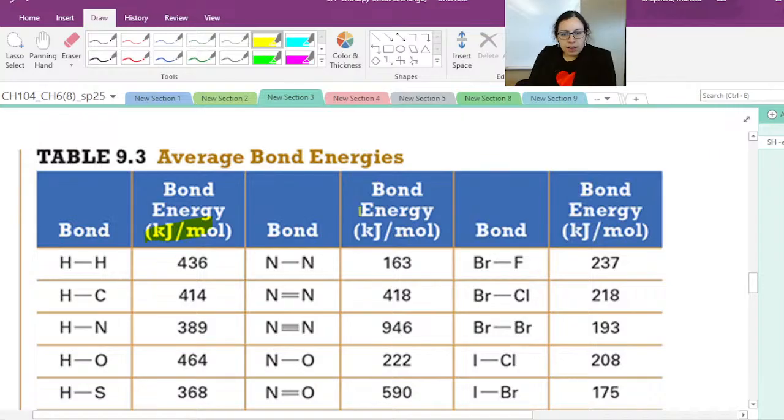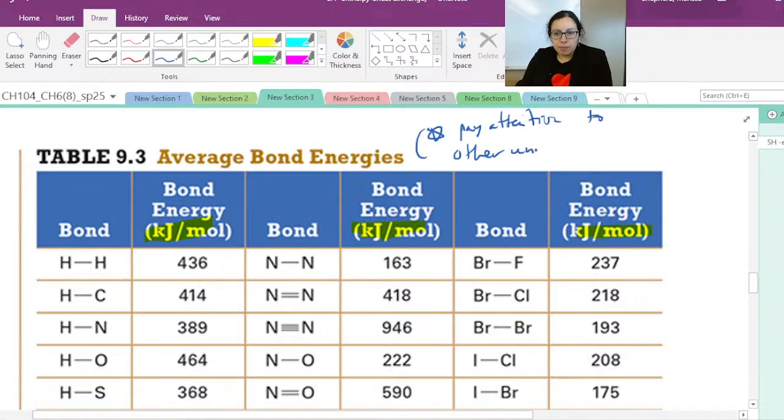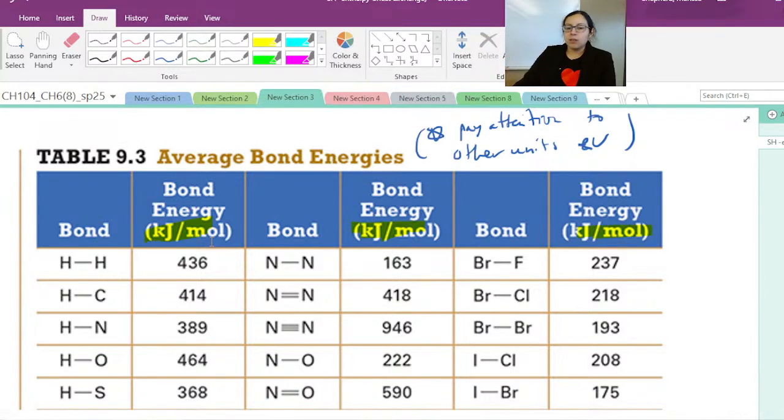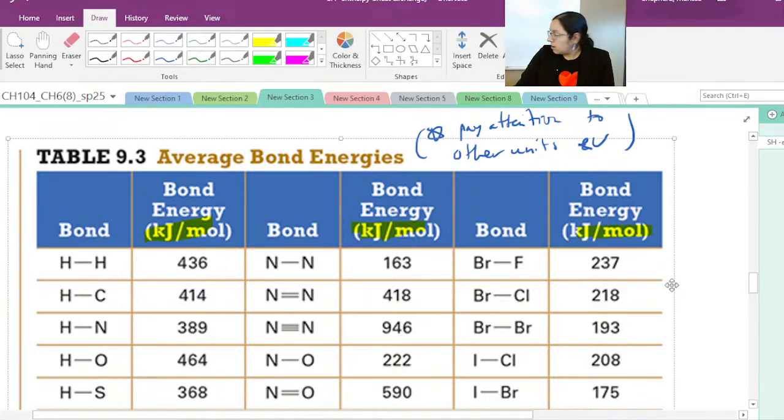The ones you find in your textbook should hopefully be in kilojoules per mole, which is our standard unit. But pay attention to other units. You may see electron volts or something else, so watch out if you start Googling other resources, as they could give you bond energies in other units. And these are per mole. Sometimes you might see a bond energy per atom, so make sure you're in the correct units.